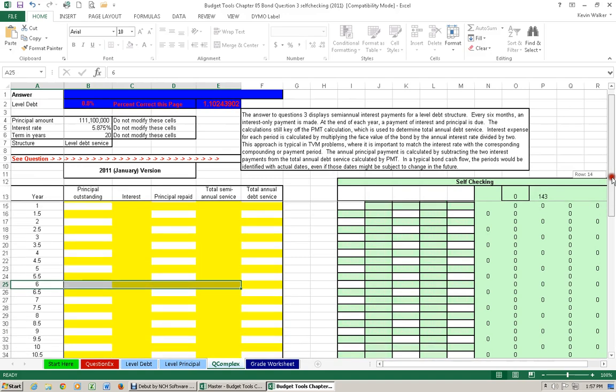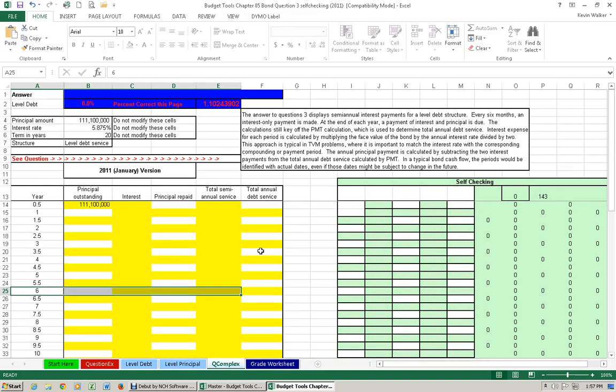Q complex. Now this is again the same principal amount, the same interest rate, the same term in years. We're doing all the same stuff, but in this case, we're going to do this as a semi-annual service. So instead of paying, say, once a year, we're going to pay twice a year. We're going to pay biannually. This makes this slightly more complex.